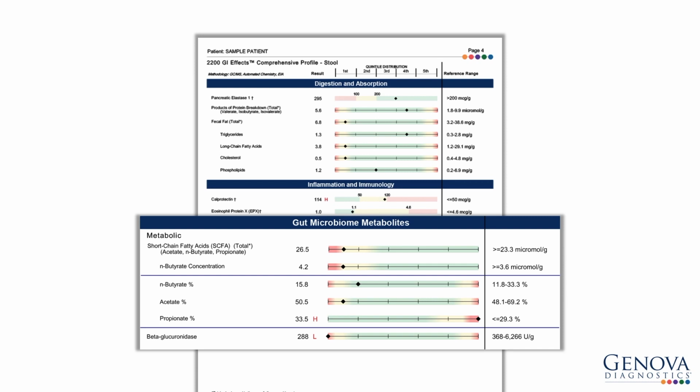Low concentrations suggest either dysbiosis or inadequate substrate for commensal organisms to ferment. While optimal levels have not yet been identified, higher concentrations have been associated with decreased GI disease. N-butyrate is the primary fuel source for colon epithelial cells.